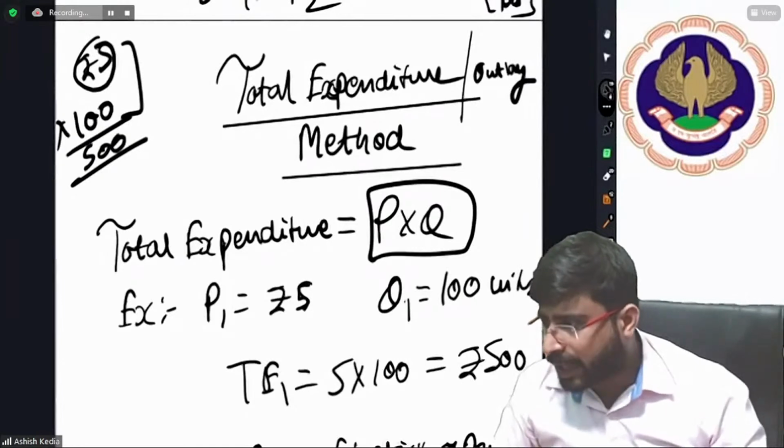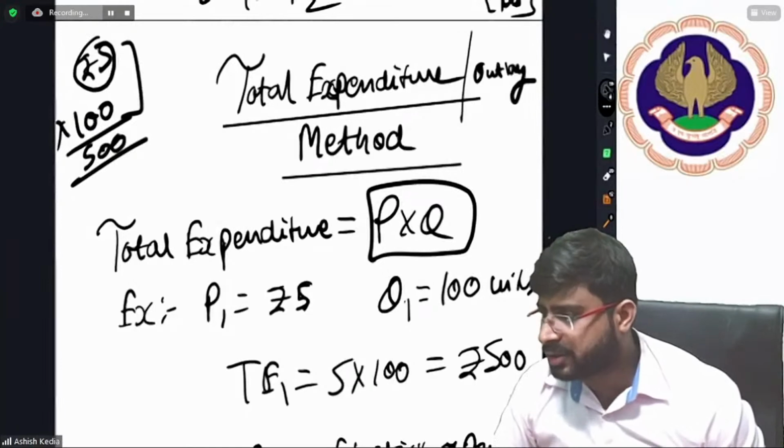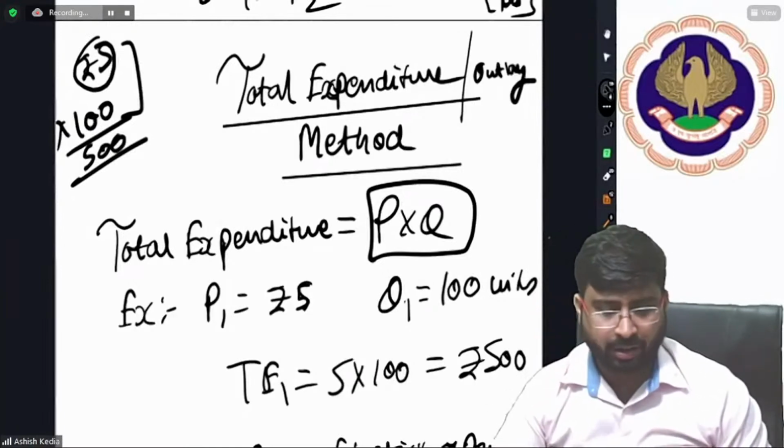So to calculate total expenditure, what will we do? We will compute price into quantity. Yes sir, we agree. So that's what we have done.